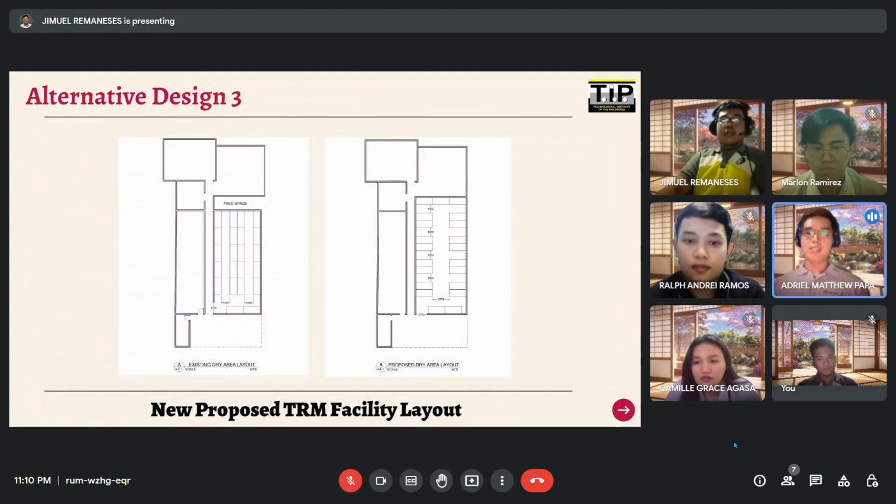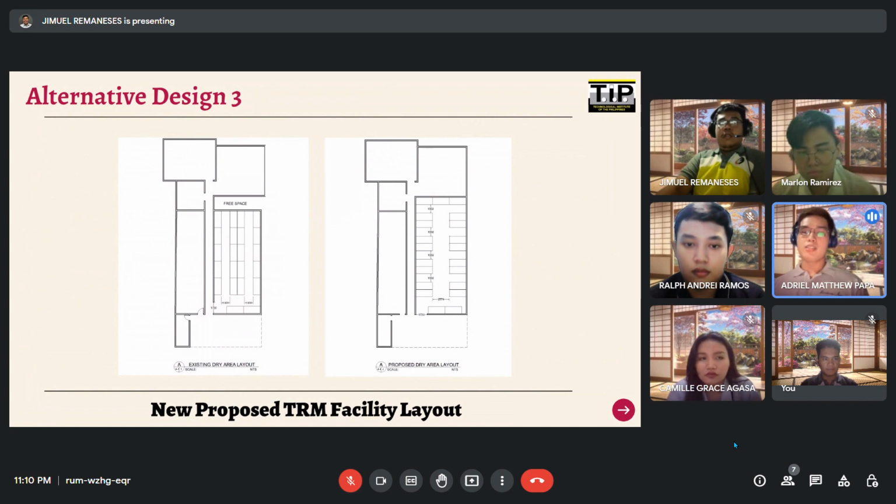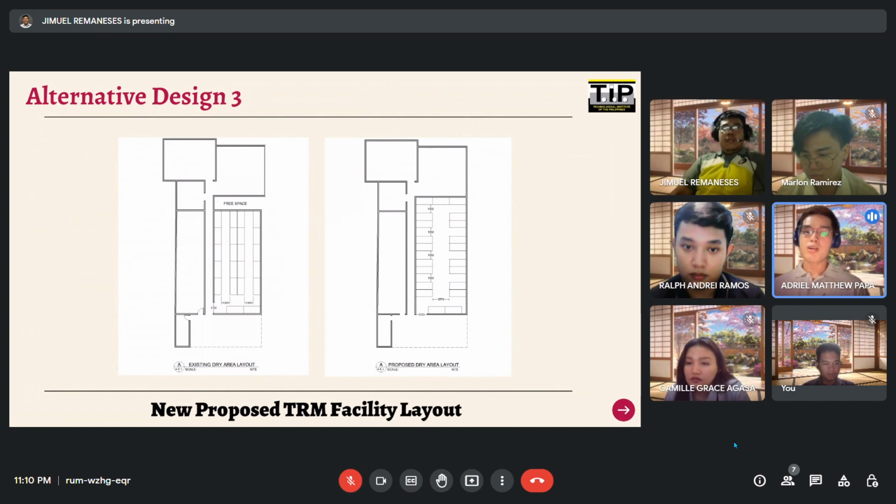For alternative design three, a new proposed TRM facility layout called Accessity. The name Accessity was derived from the word accessibility, which is essential for a smooth flow of activity in the warehouse. The existing layout of their facility does not make the best possible use of the available space. When the warehouse is filled with products, they struggle to find places to put the other products. Because some of the orders due for delivery were stored in the warehouse hallway, they may have mixed up orders or delivered incorrect products to the customers.